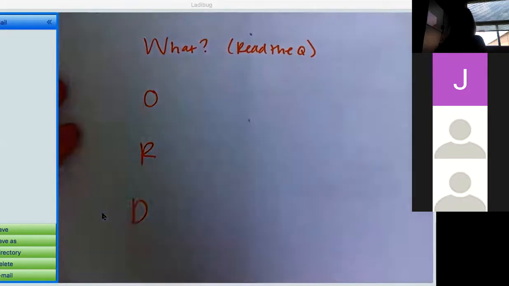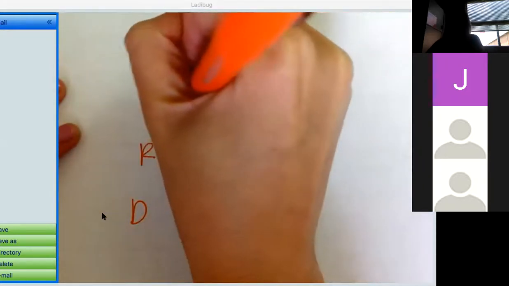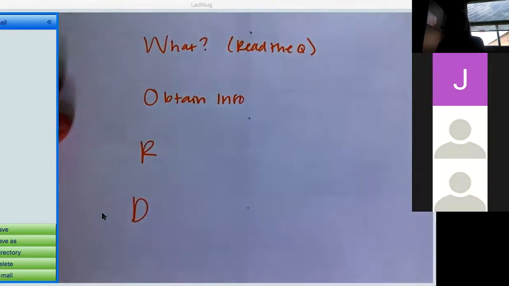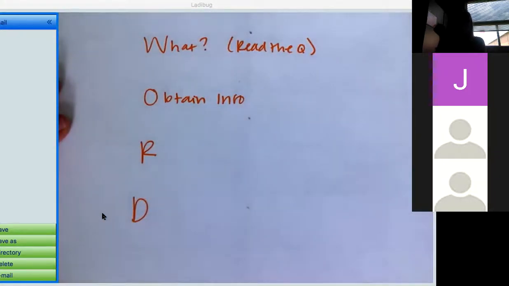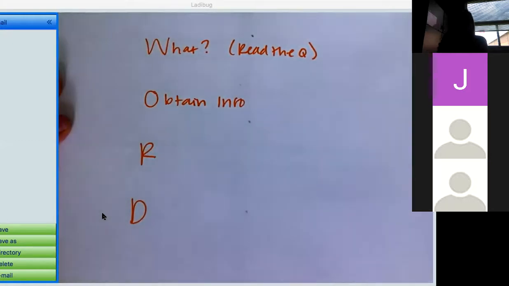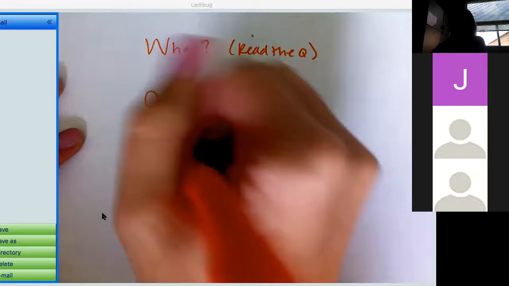What does the O stand for? Obtain info, which means what? Yeah, you go analyze the information they gave you. So you underline stuff that you need, circle stuff you need, write stuff you need, whatever. But that's where you go obtain your important info, okay? What does the R stand for?